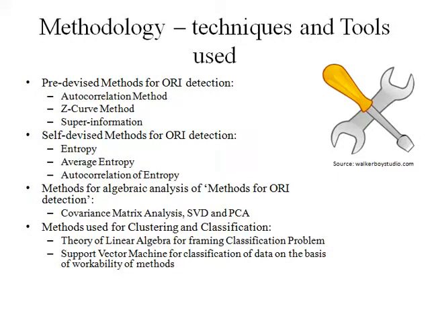The methodology that we followed was the following. To get started, we used some of the pre-devised methods for ORI detection. They were the autocorrelation method. Autocorrelation is basically finding the correlation of a sequence with itself by skewing it. So this is used to find repetitive sequences. We need to find repetitive sequences of 9 and 13, that's why we use this already existing autocorrelation method.